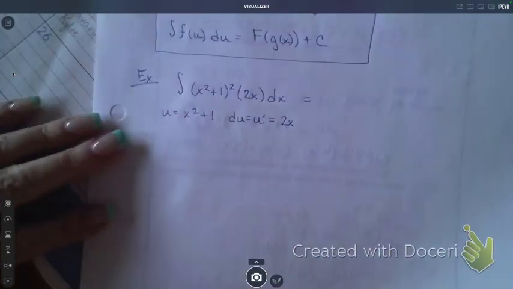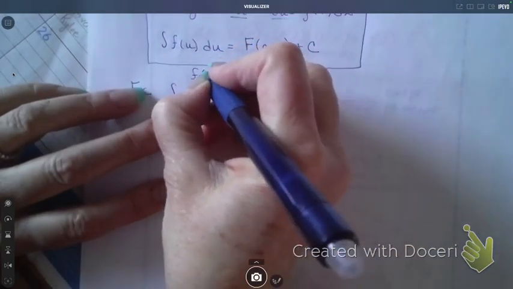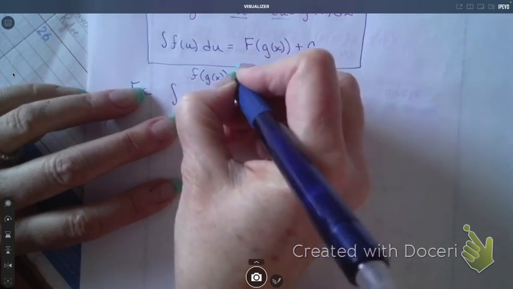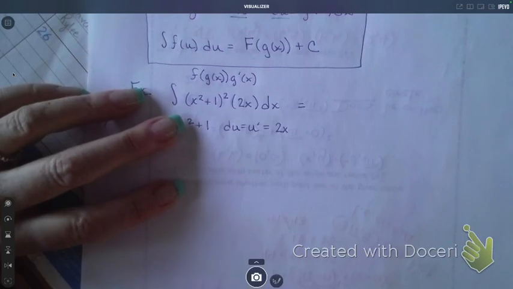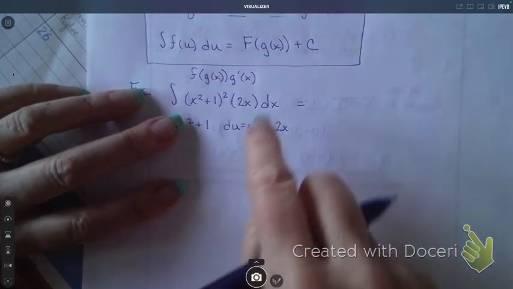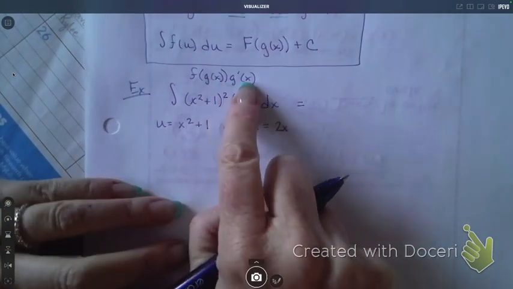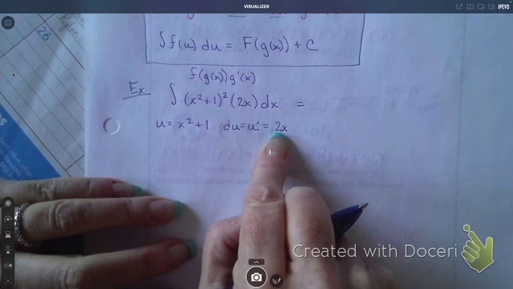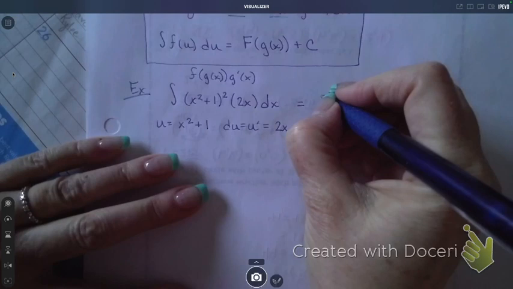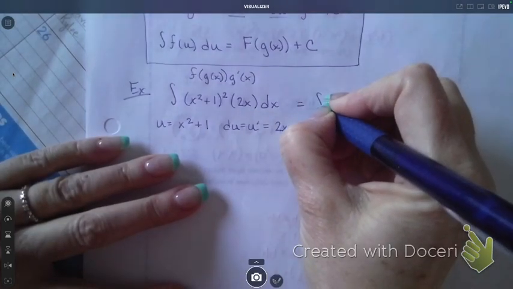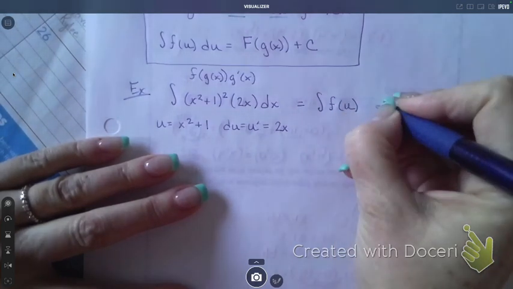Okay, so this right here would be f of g of x times g prime of x, correct? If I use the chain rule? Okay, so do I have g of x? Yes. Do I have g prime of x? Yes. Because g prime of x is the du? Yep. Okay, so now what I have is the integral of f of u du.